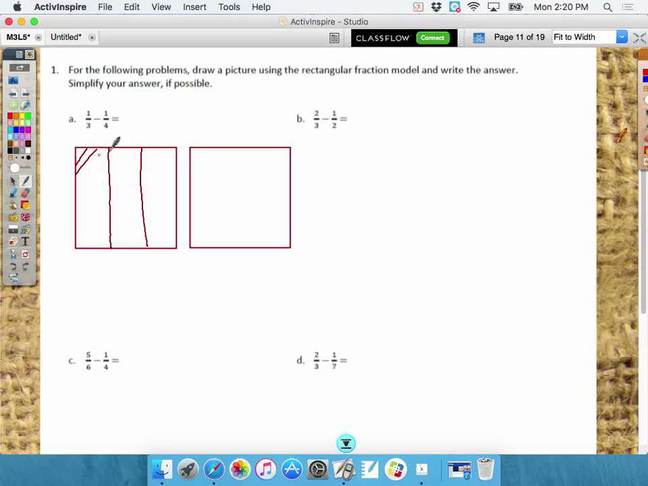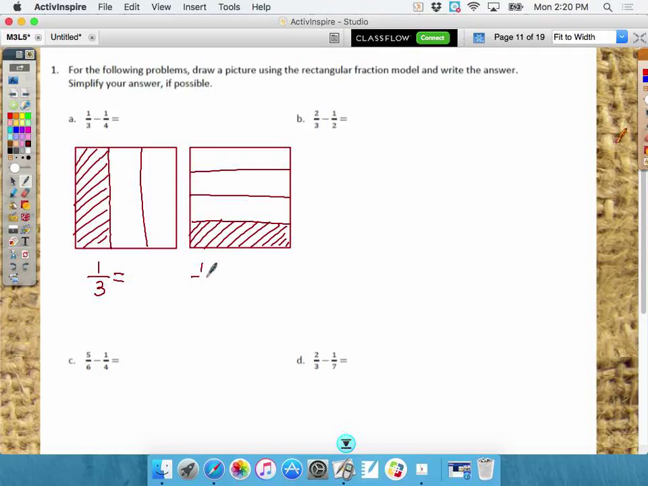So the first fraction shows 1/3, and I need you to write 1/3 below. The second fraction, we're going to use horizontal lines, and we'll show 1/4 below.